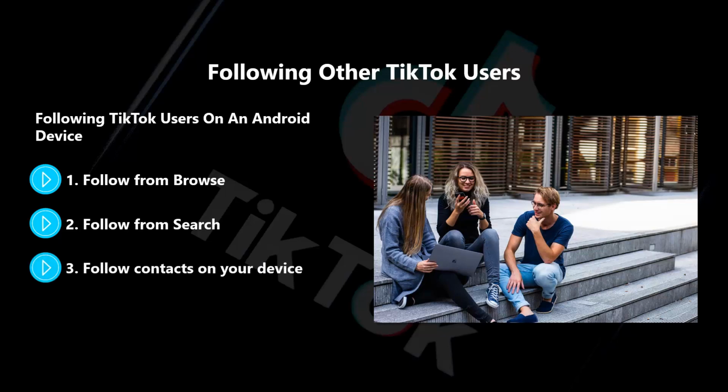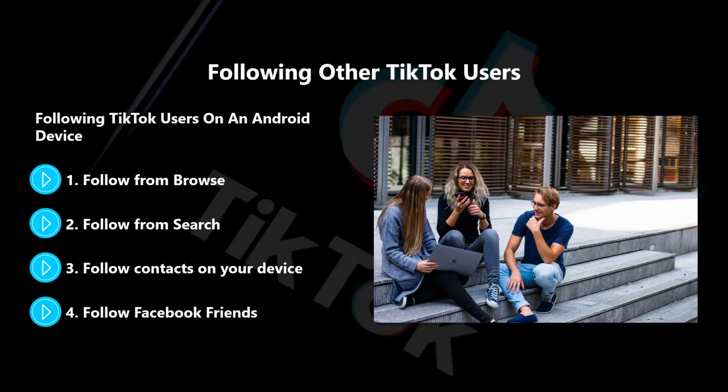3. Follow contacts on your device. Tap on the profile icon at the bottom right of the screen to open the profile page. Tap on the person outline with a plus sign in the upper left corner. Then tap on Find Contacts Friends, and this will scan your phone book. You will need to tap on an Allow button first. Tap on the Follow button next to your contact's name.